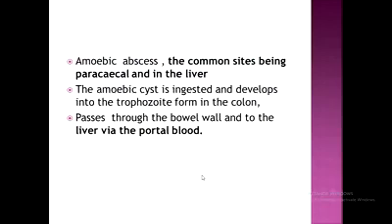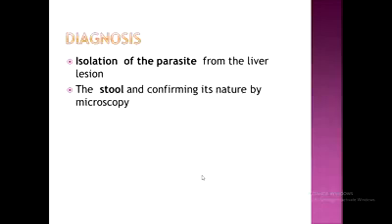Where does the amoebic liver abscess form? The most common sites are the paracecal region and the liver. The amoebic cyst is ingested and develops into the trophozoite form in the colon, and then it passes through the bowel wall and reaches the liver via the portal blood, where it finally accumulates.